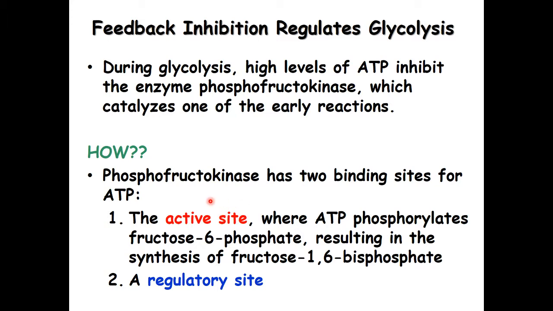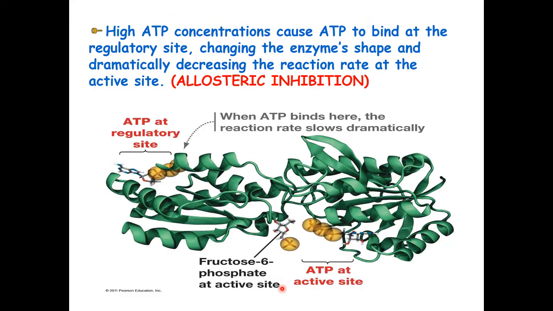So the example I have here is the first enzyme, phosphofructokinase, the first enzyme for glycolysis. So there are two sites. One is an active site that binds ATP. There's also a regulatory site that binds ATP. So let's take a look at this. This is the active site where it works on the ATP and carries out its chemical reaction.